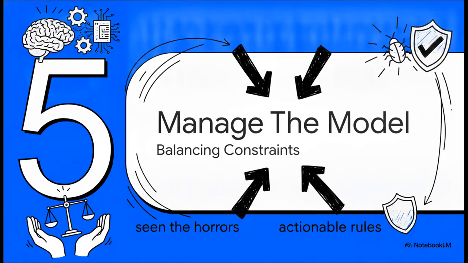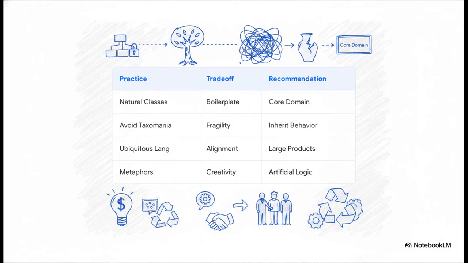Section 5. How to manage the model. Balancing those constraints. The source material gives us this really helpful breakdown for balancing our models. First up, map natural classes, but keep this to the core domain to avoid a ton of boilerplate risk and simple data access objects. Second, and please keep this in mind, avoid taxonomy. Do not create insane, deeply nested inheritance structures just because a taxonomy exists in real life. You want to inherit for behavioral, polymorphic contracts, not biology. Otherwise, you get super fragile code.